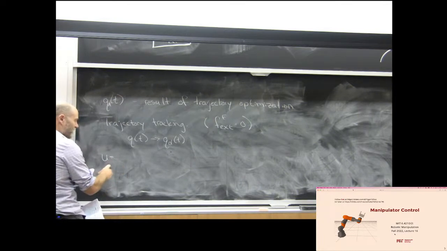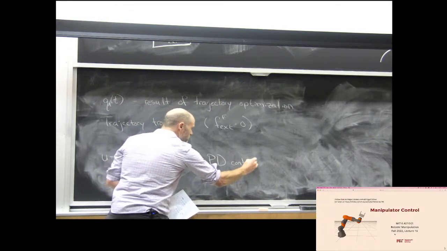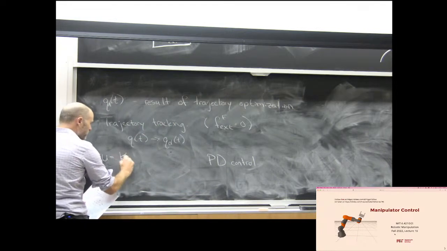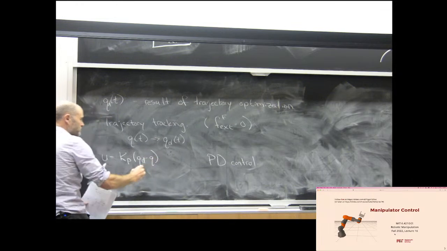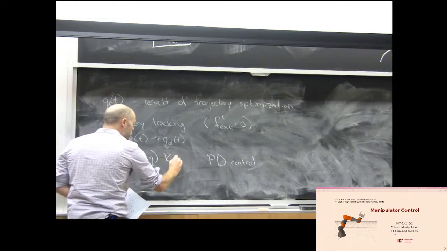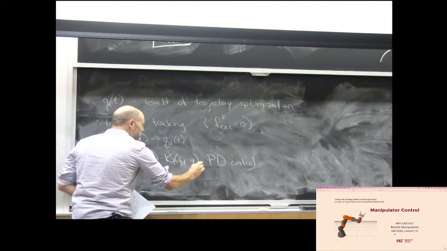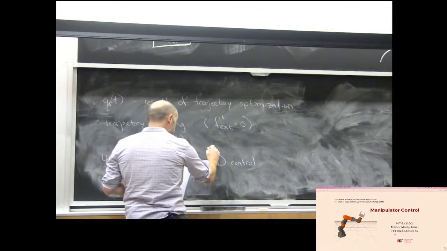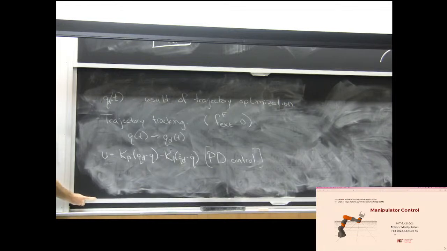Okay, so maybe I could do a PD control. PID control is perfectly good too, but I'll just do PD control for now. So what if I did Kp times (Q desired minus Q), plus Kd times (Q desired dot minus Q dot)? That's one of the systems that we've seen before.